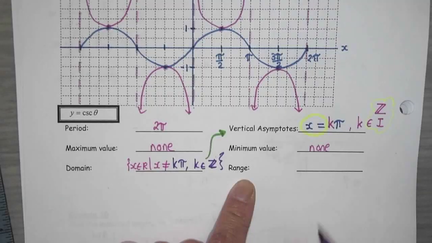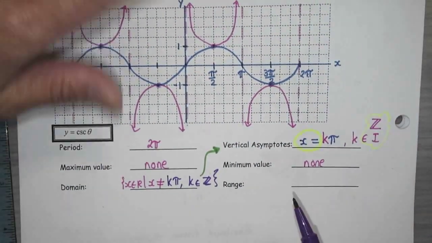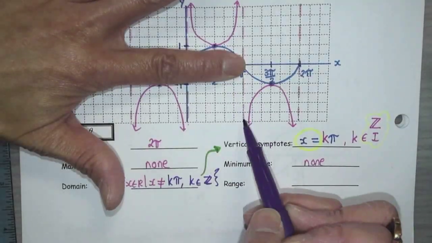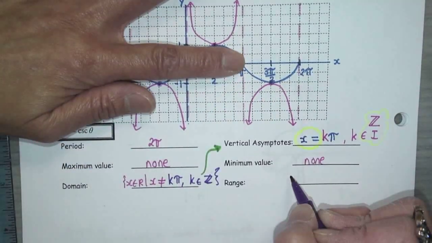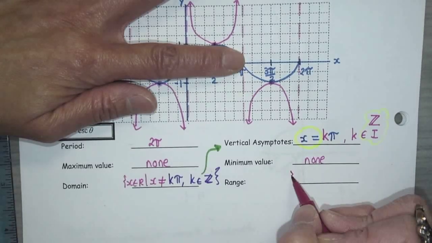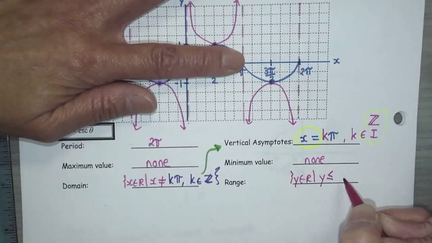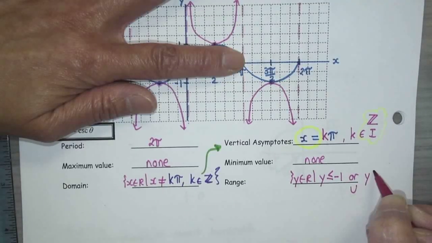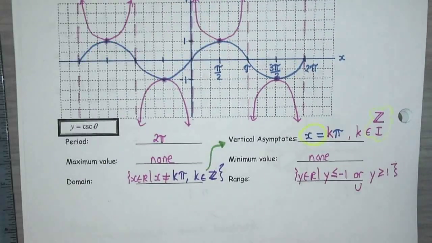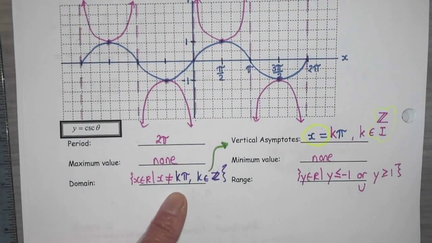And then the range. Not looking at the blue, it's the pink, so it's going to be heading down from -1 and heading up from 1. So we're going to say that the range is y is an element of the real numbers, and y is less than or equal to -1, or, and you can use the symbol for or, greater than or equal to 1. This one was easier to write in set notation. When you say something can't equal, it's easier to write in that notation.